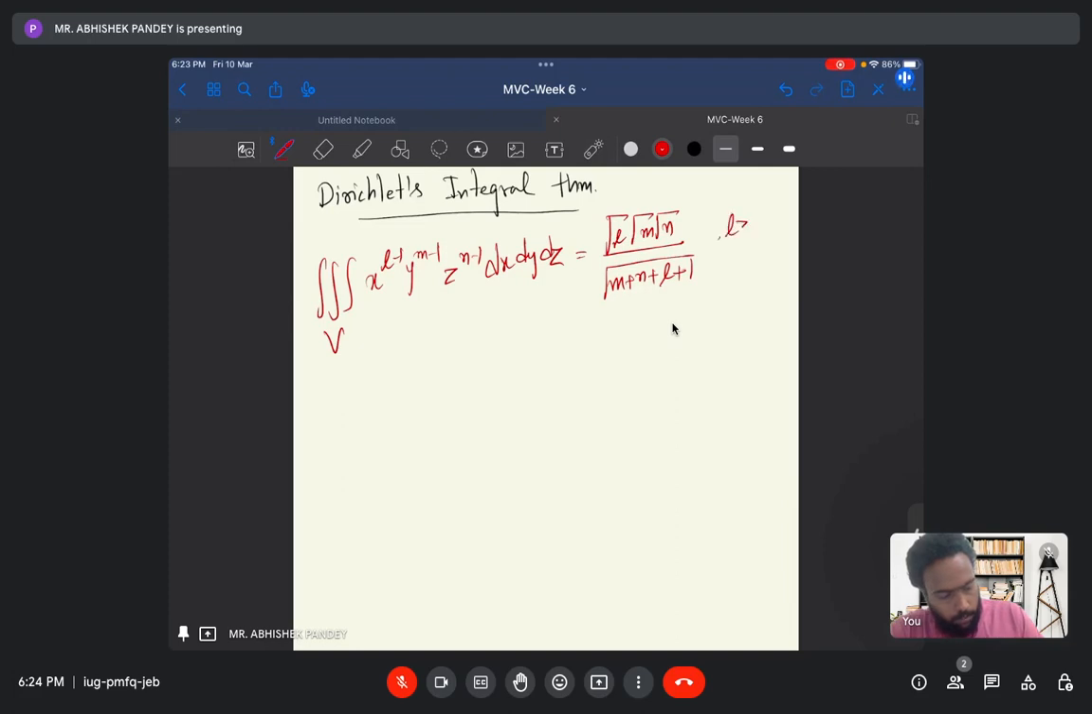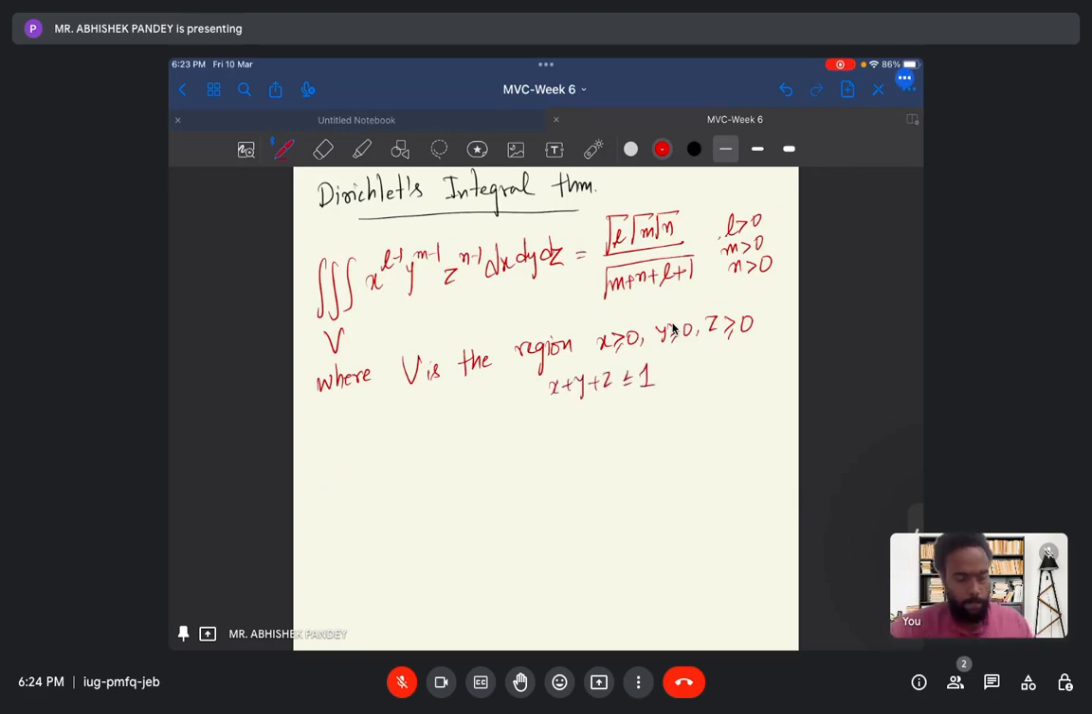where L is positive, m is positive, n is positive, and where V is the region where x is positive, y is positive, z is positive, and x plus y plus z is less than or equal to 1. So to get this result, the hint is just that you need to see the limits.